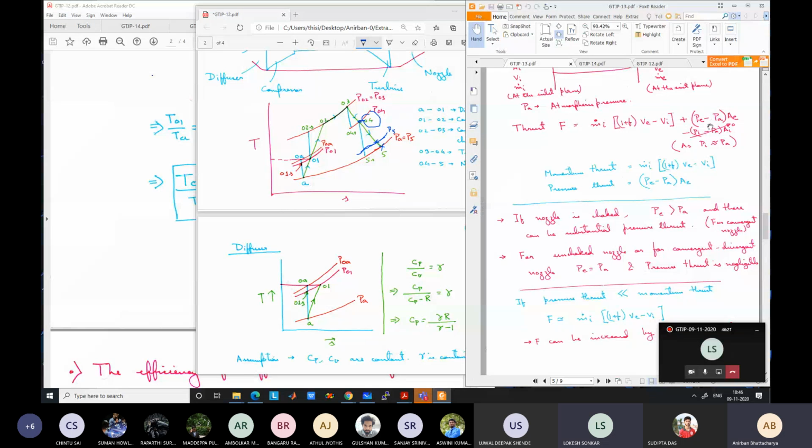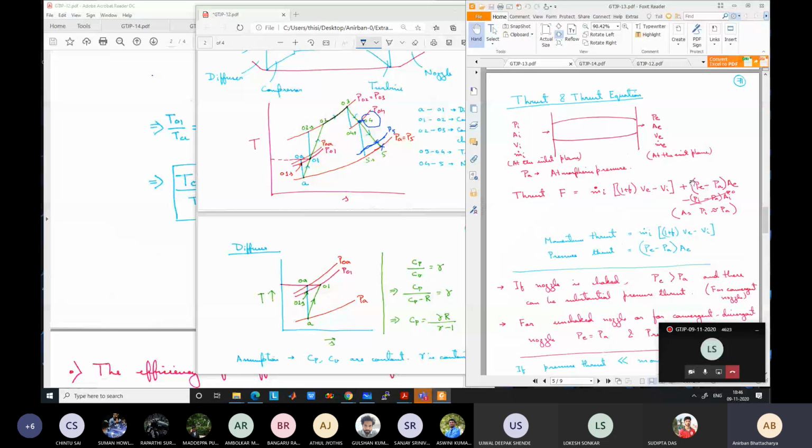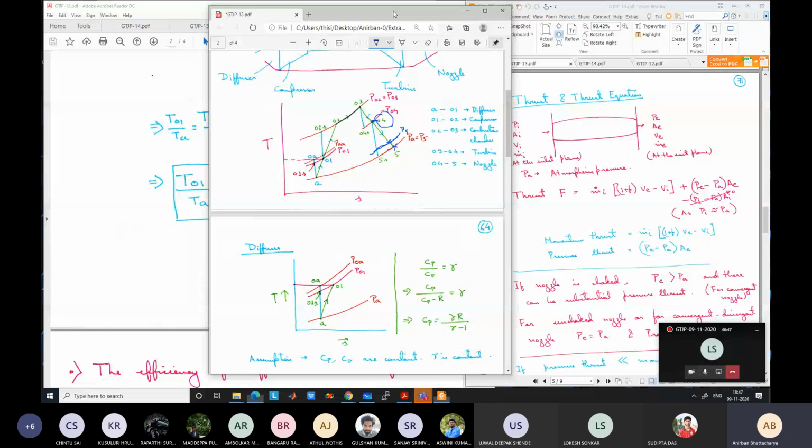There is another term, which is the pressure thrust, which is only nonzero if the exit pressure is different from the outside pressure. And in this case, the exit pressure is different from the outside pressure. Exit pressure is P5, outside pressure is PA. So P5 minus PA times the nozzle exit area should also give you some thrust. That thrust we need to calculate. So the exit pressure also needs to be calculated. Anyway, we have digressed a lot.